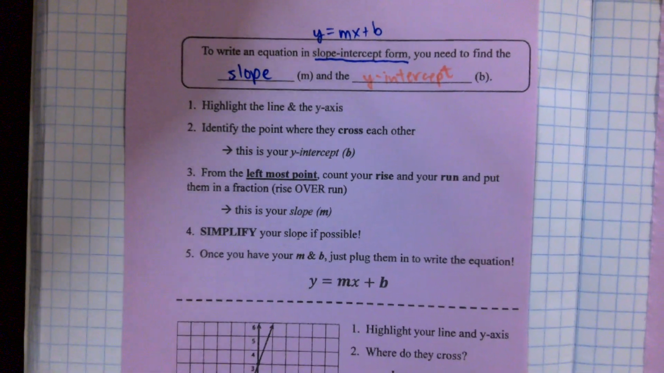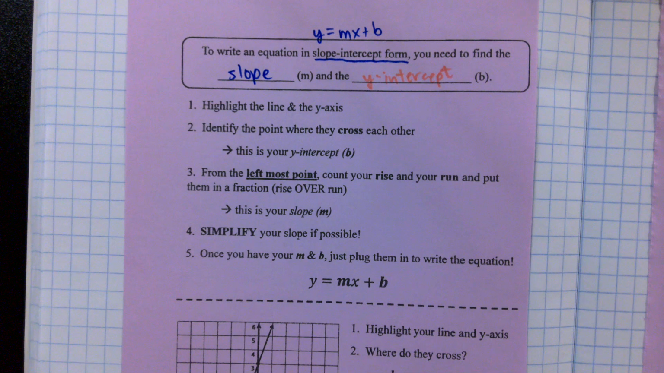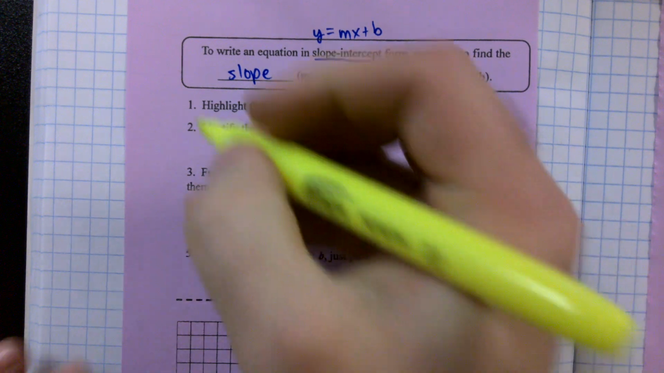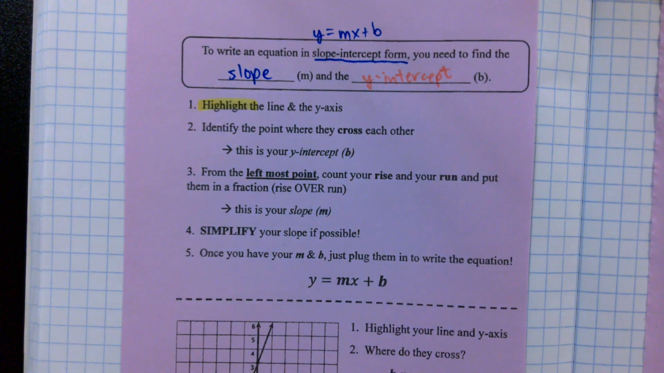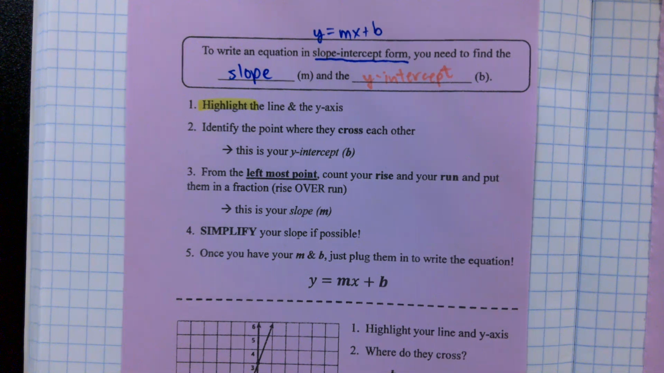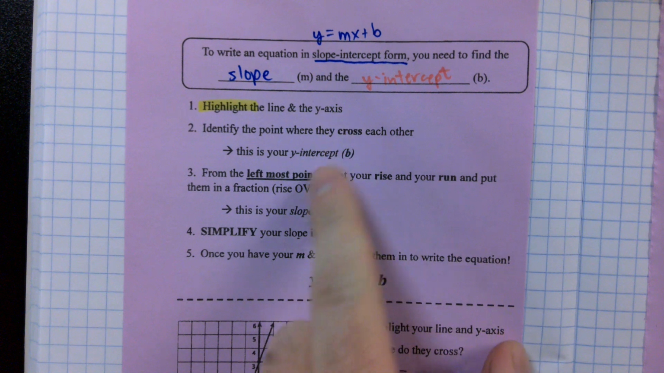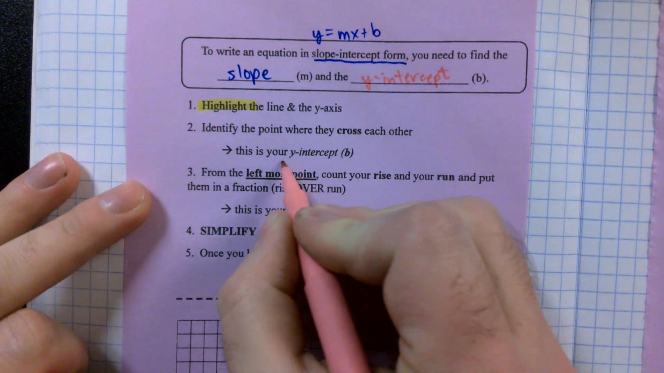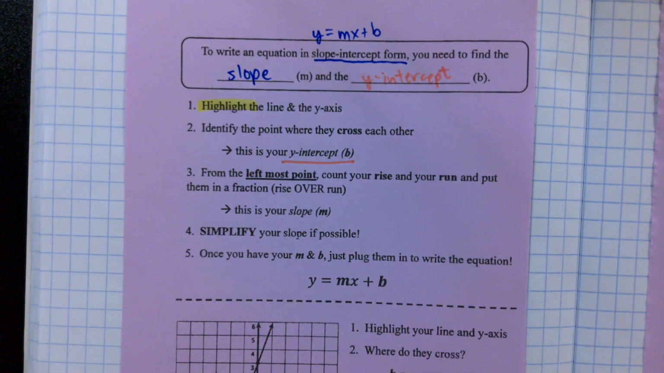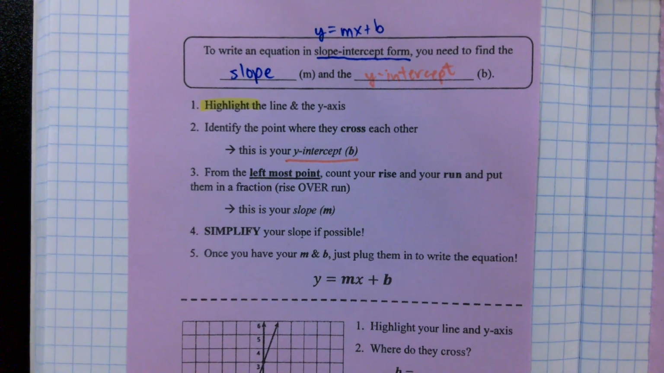The first thing we're going to do is we're going to highlight the line and the y-axis. Okay, so with one of your highlighters, we're going to highlight the line that's graphed and our y-axis, just to make it easier for us to identify the point where they cross each other. Because that crossing point, that's going to be our b value, our y-intercept.